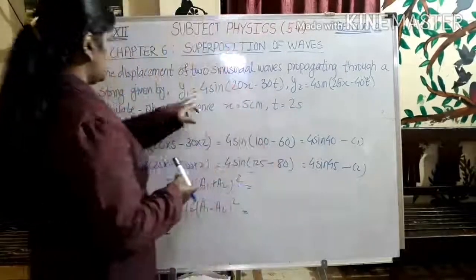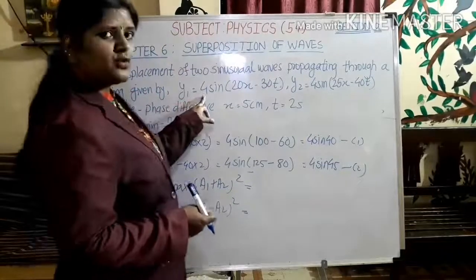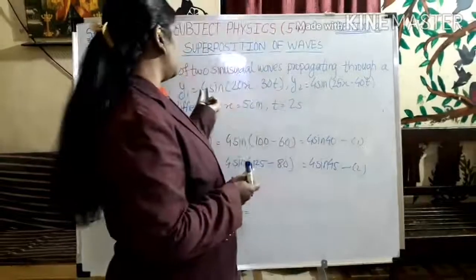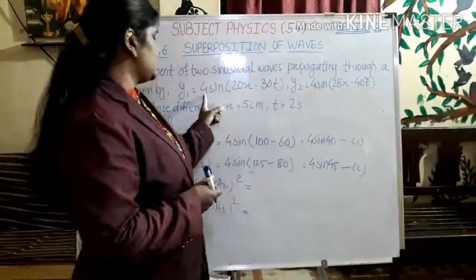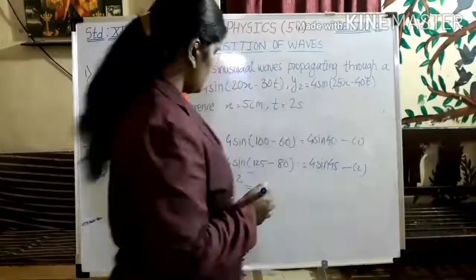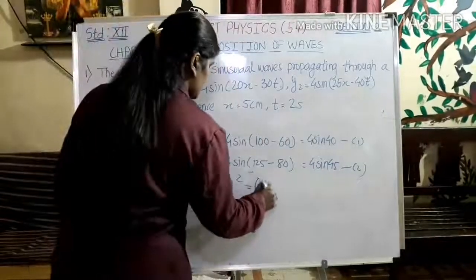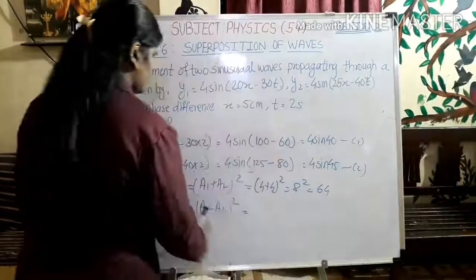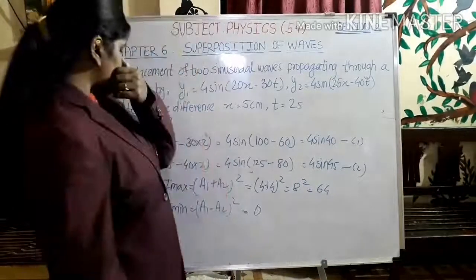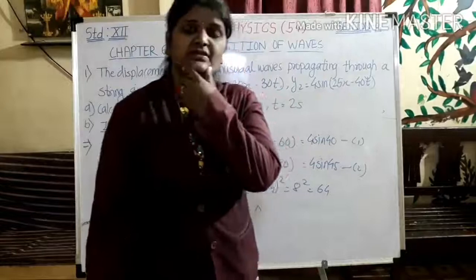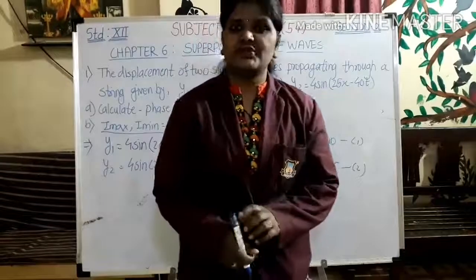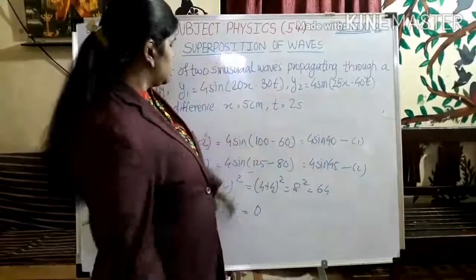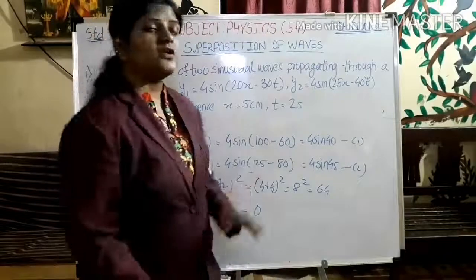So I will just put the values of A1 and A2 in the formula. If you compare the equation as y is equal to A sin(omega t), right? So this is nothing but A1 and A2. A1 is 4 and A2 is also 4. Okay. So I will put values over here. 4 plus 4 will be 8 square, which is 64, and this is 0. So Imax we got as 64 and Imin we got as 0. This is how you are going to find out such kind of numericals, how you will find out the intensities.